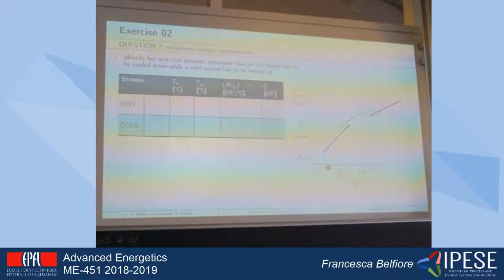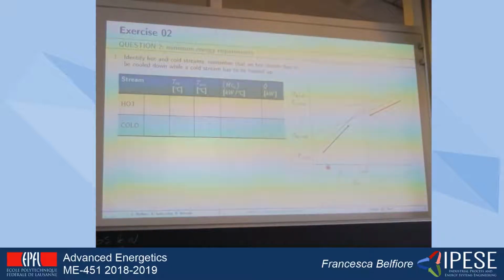Then you have in the process 4 streams. You can identify the hot and the cold streams. As the professor said, the cold streams are the ones which have to be heated up, while the hot streams are the ones which have to be cooled down. So you can represent all the streams in a TQ diagram with their inlet and outlet temperature.